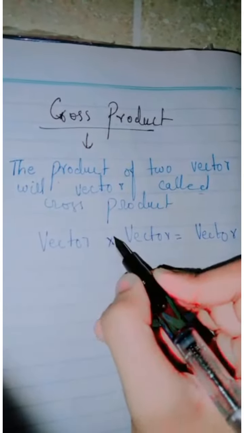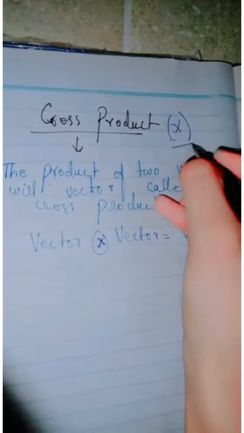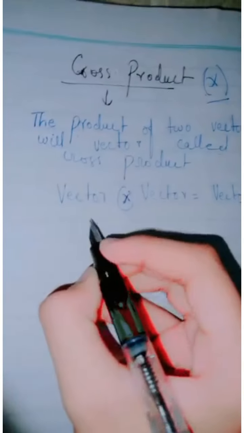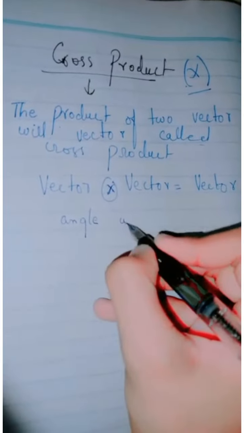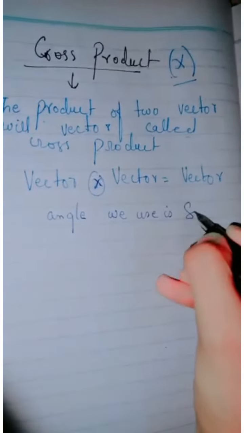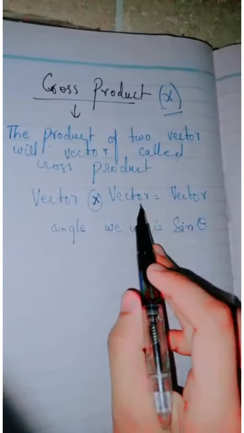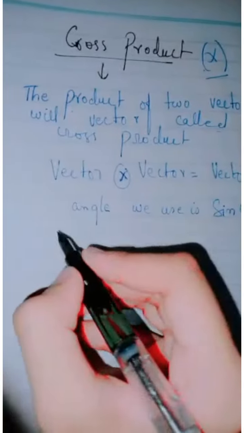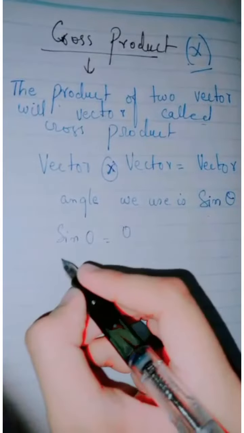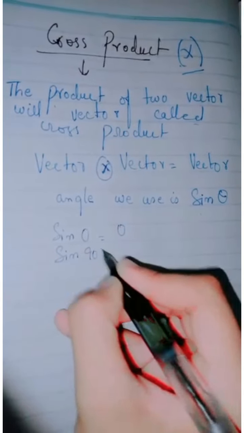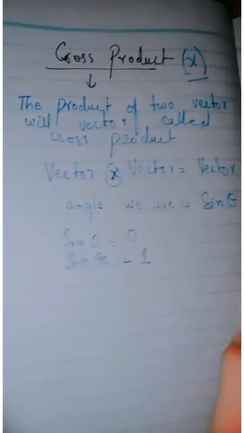So that is the symbol of cross product. It is showing that it is a cross product. And here the angle we use is sine theta. In dot product we use cos theta, and in cross product we use sine theta. And sine at 0 degree will be equal to 0, and sine 90 will be equal to 1. It is actually opposite to the dot product.